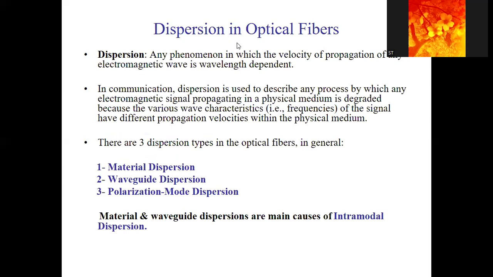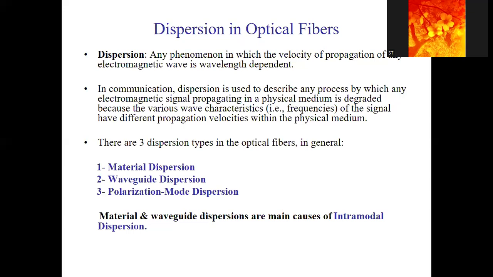Next, we will discuss dispersion in optical fibers. And what do we mean by dispersion? Dispersion is a phenomenon in which the velocity of propagation of any electromagnetic wave is wavelength dependent. So dispersion is caused when the propagation depends on the wavelength.